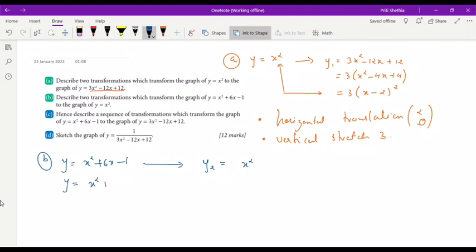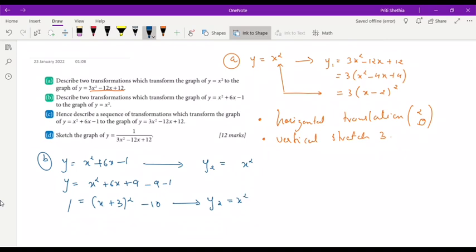So this will be x² + 6x. In order to convert it into the perfect square, my last term is supposed to be 9. I'm adding 9, I'll subtract 9, minus 1. So this is (x + 3)² − 10. This is my y. Now I have to transform this to y2, which is equal to just x².